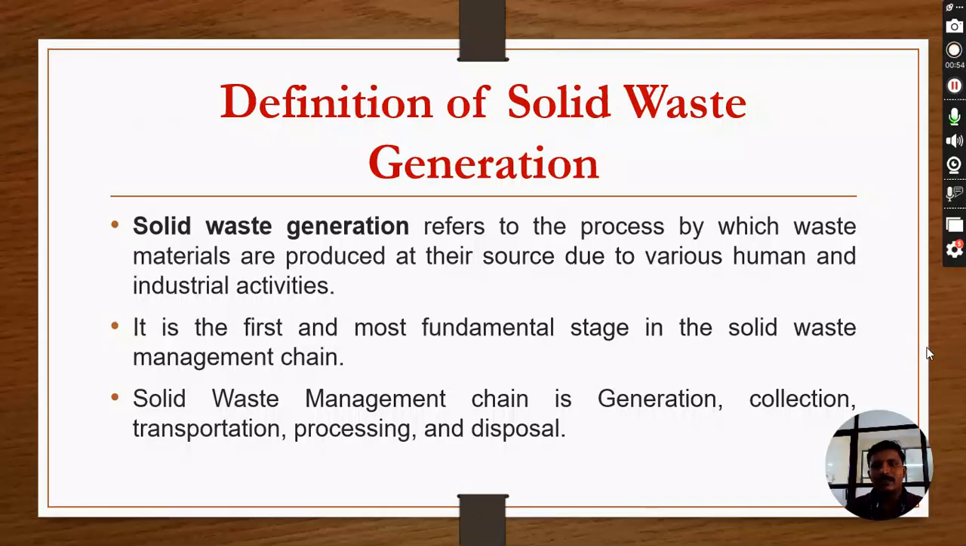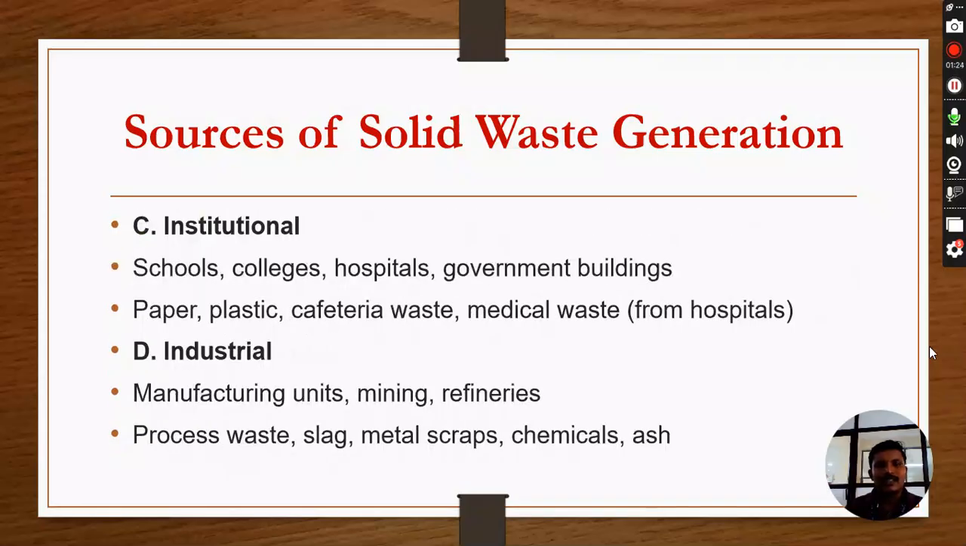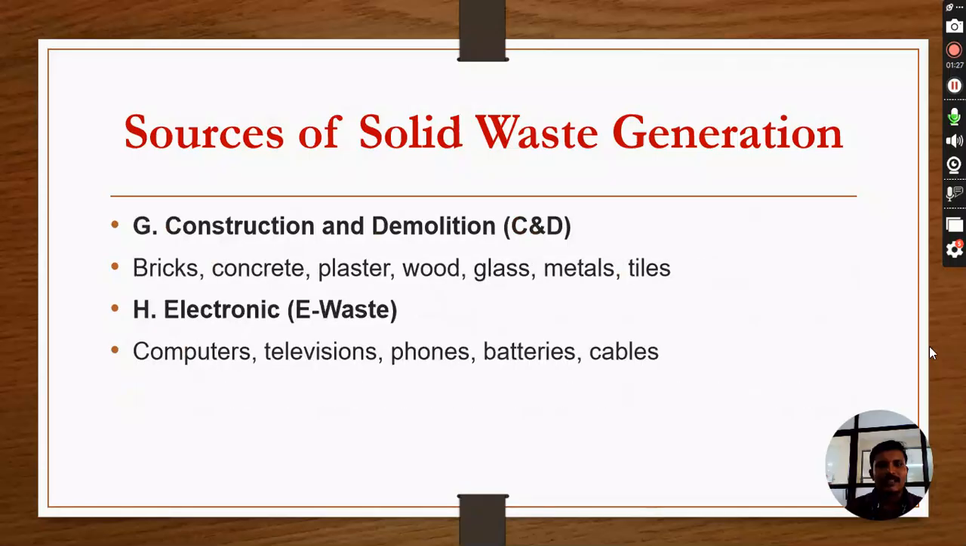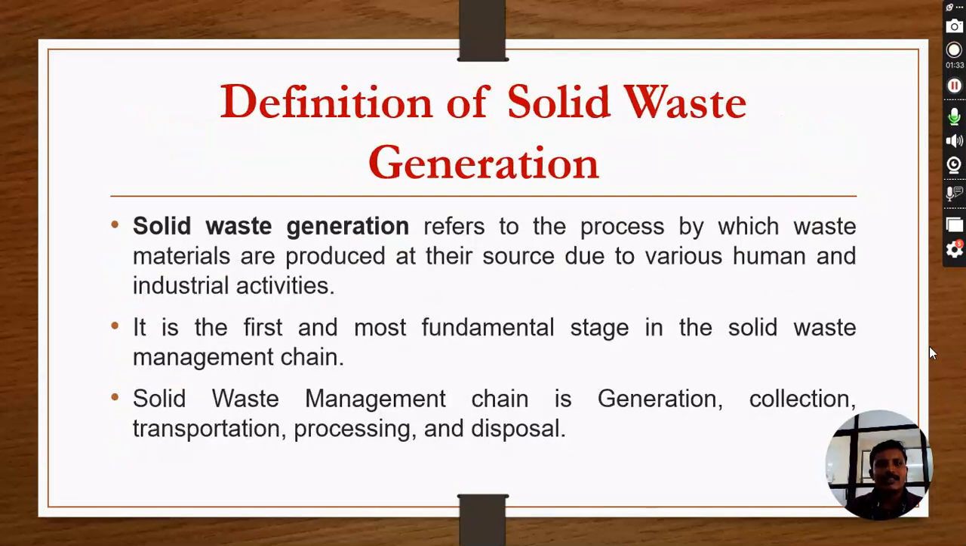The solid waste management chain is generation, collection, transportation, processing and disposal. So it mainly consists of the following steps: solid waste generation, collection, transportation, processing and disposal. The sources of solid waste generation. What are the main sources of solid waste generation points? Residential, commercial, institutional, industrial, municipal services, agricultural, construction and demolition, and electronics. The first one is residential.